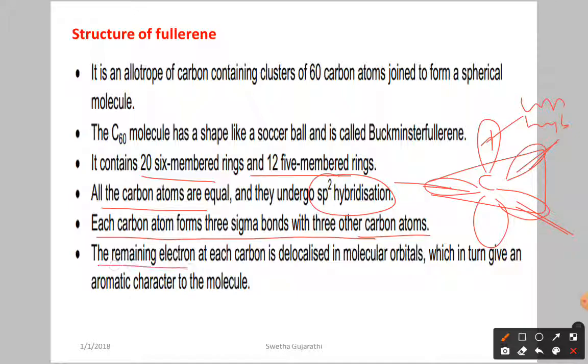The remaining electron at each carbon atom is delocalized in the molecular orbital, which in turn gives an aromatic character to the molecule. Simply, here also the unhybridized orbitals give the aromatic character. Actually, aromatic character means, for your stage, aroma means good smell. But as you go for further studies, you will come to know what aromatic character is clearly. So I am not going to discuss it in detail here.